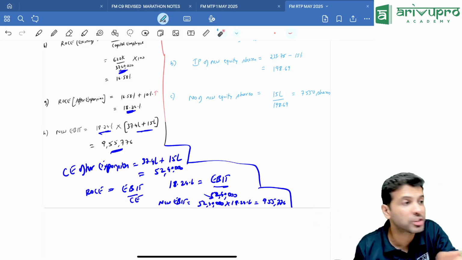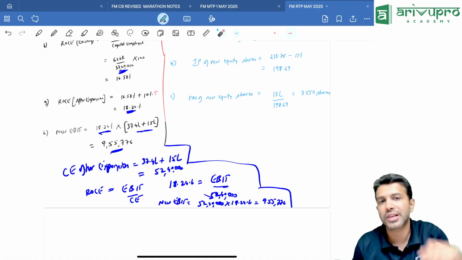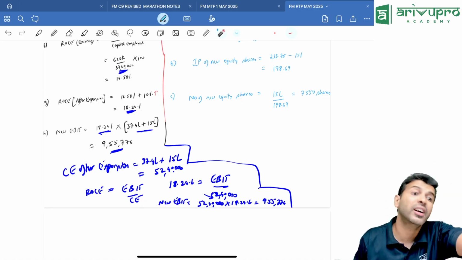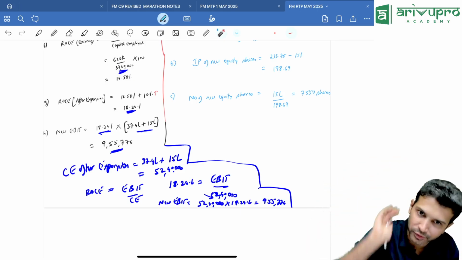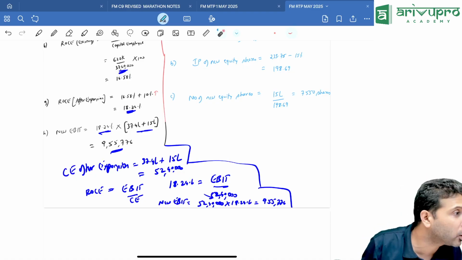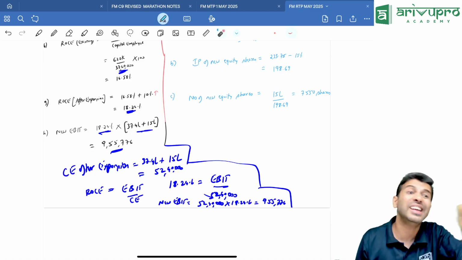What will you get? Earnings before tax. From that, reduce tax. What will you get? Earnings after tax. From that, reduce the preference dividend on the old preference shares, and again the preference dividend on the new preference shares. You will get the earnings for equity shareholders.